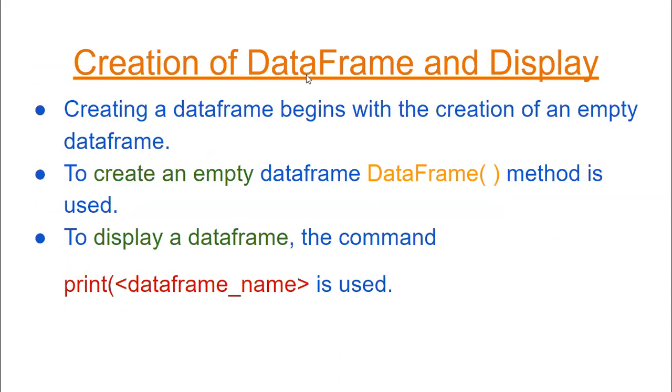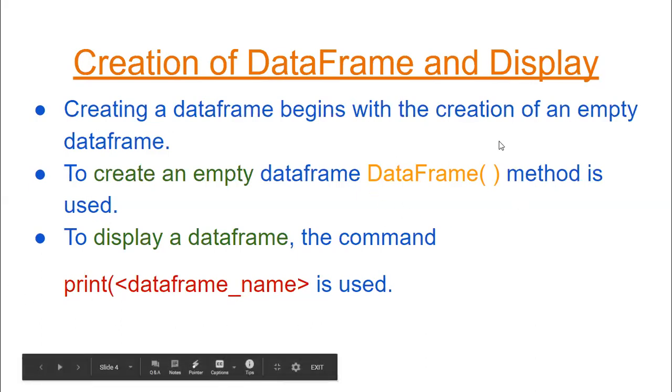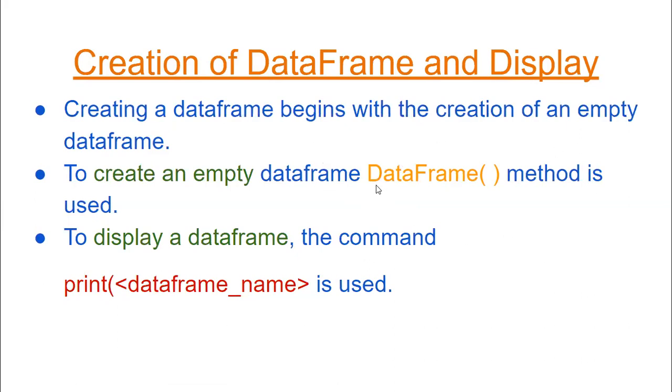So now, the beginning: the creation of a data frame and display. After creating the data frame, how to display it. Creating a data frame begins with the creation of an empty data frame. We want to create a data frame in which no value is there, that is called an empty data frame. So how to create an empty data frame? We are going to use a method called DataFrame. Keep in mind that D is capital, and the F in Frame is capital.